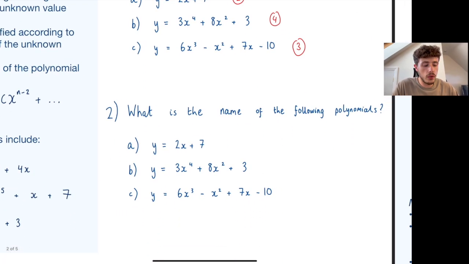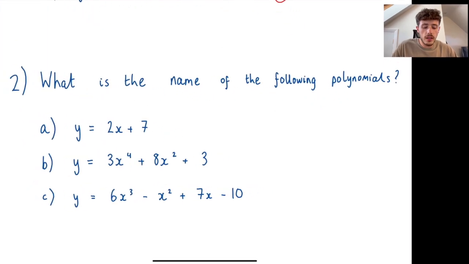What is the name of the following polynomials? So y equals 2x plus 7, we have the same ones as before. The first one is just a linear polynomial. The second one, because it has power 4, we call that a quartic. And then c is again the same one as above, but that would be a cubic because it is power 3.